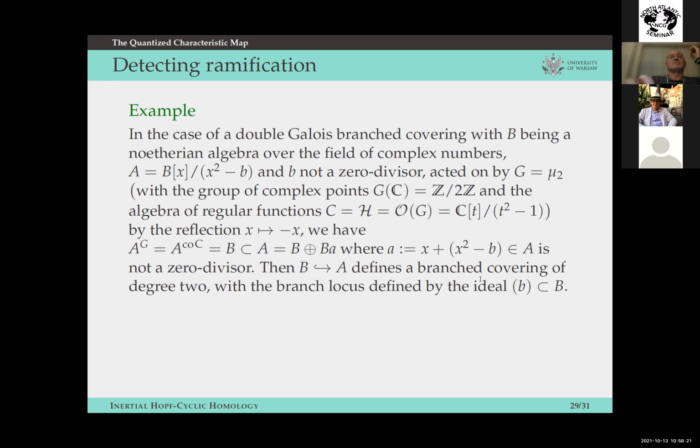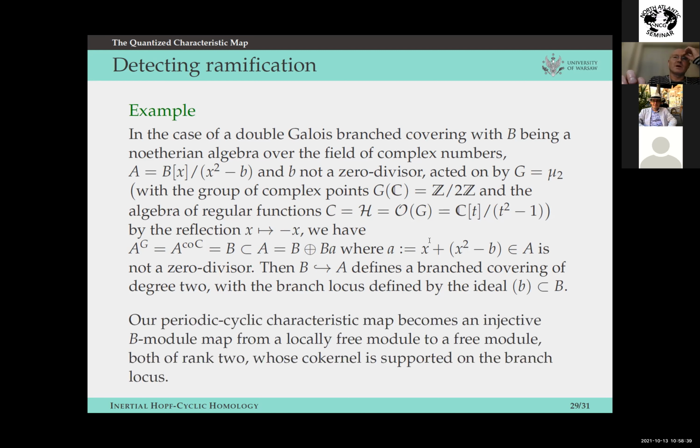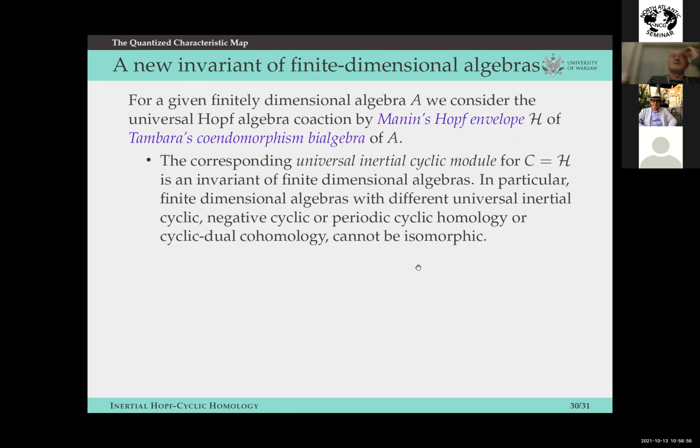So in this example, we can relate this ramification of this double cover with inertia of this action. Okay. And then can you show next? Okay. In this case, our periodic cyclic characteristic map becomes an injective B-module map from a locally free module to a free module, both of rank 2, whose co-kernel is supported on the branch locus. So this means that what is interesting in our characteristic map is the co-kernel of this injective map, which can be used to detect precisely the ramification of this map.